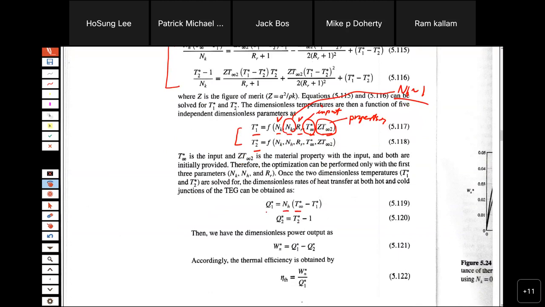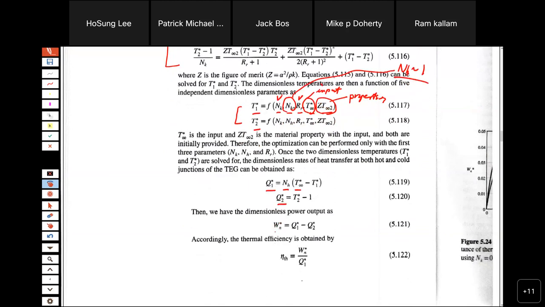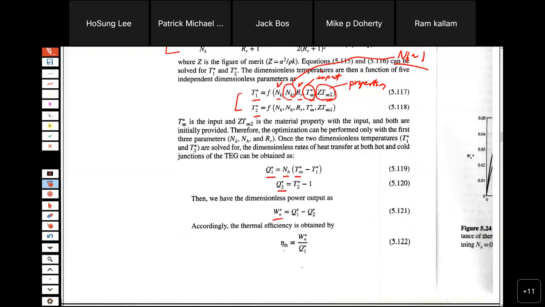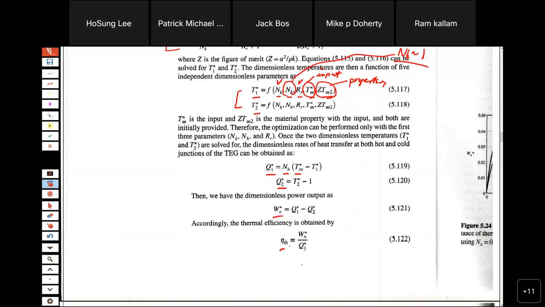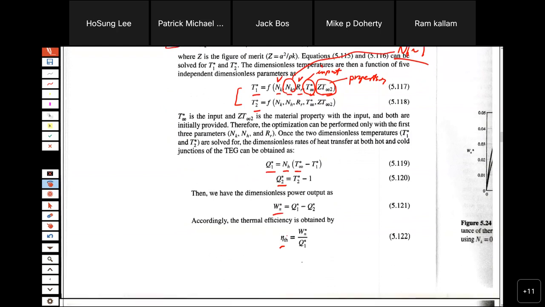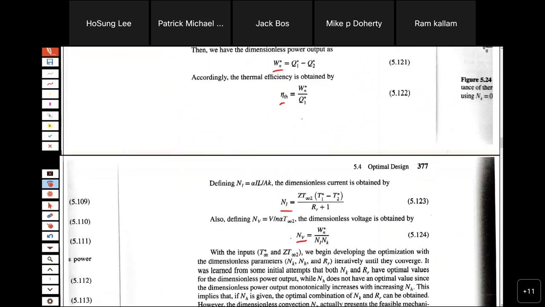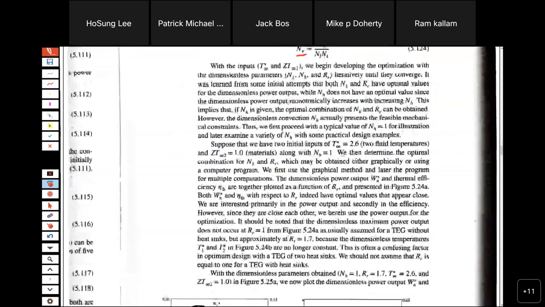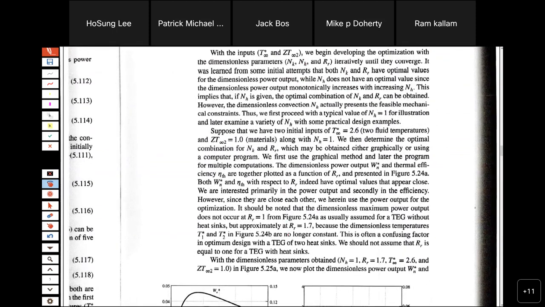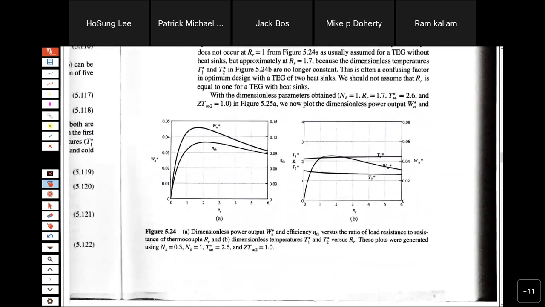It's known. So I can calculate the Q1 dimensionless, Q2. And I can calculate the power output. I can calculate the efficiency. Wow, this is amazing. I can compute everything. I can compute the current. I can compute the voltage. So I just plot it.